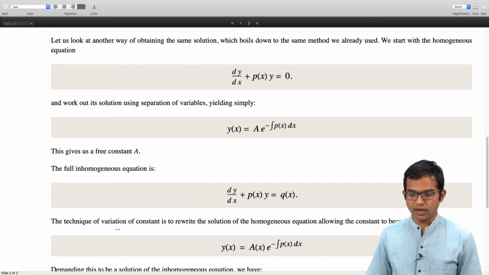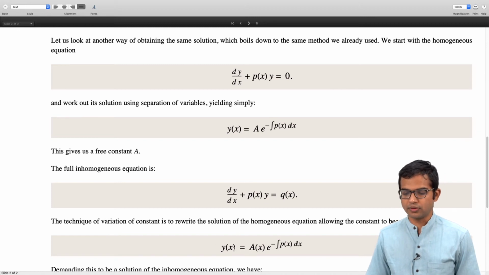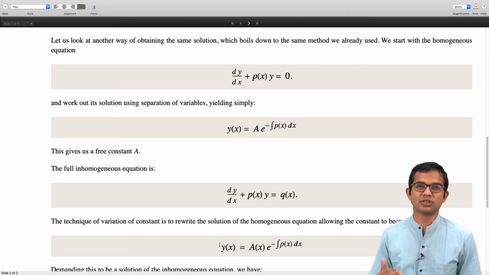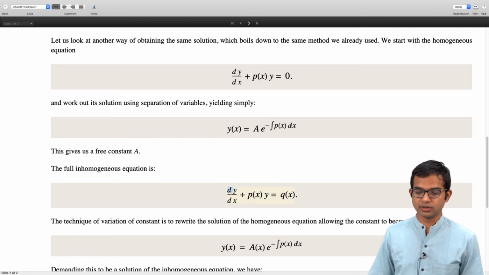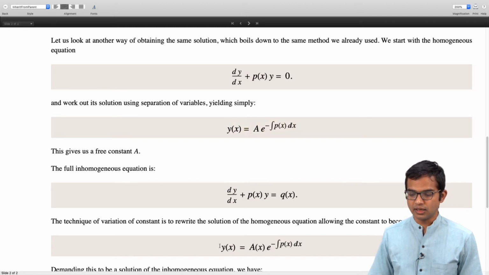Alright, so the technique of variation of constant is to just write y of x as a of x times e to the minus integral p of x dx, and now this is taken to be an ansatz, right? An ansatz is a guess that you make for a solution of your differential equation. It's an educated guess. So given that this is a solution for the homogeneous equation, we make the guess that y of x is equal to a of x times e to the minus integral p of x dx will be a solution to the inhomogeneous equation, right?